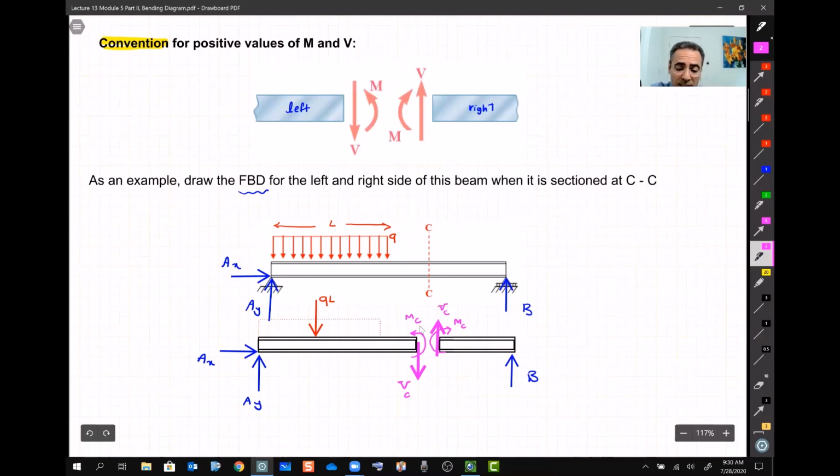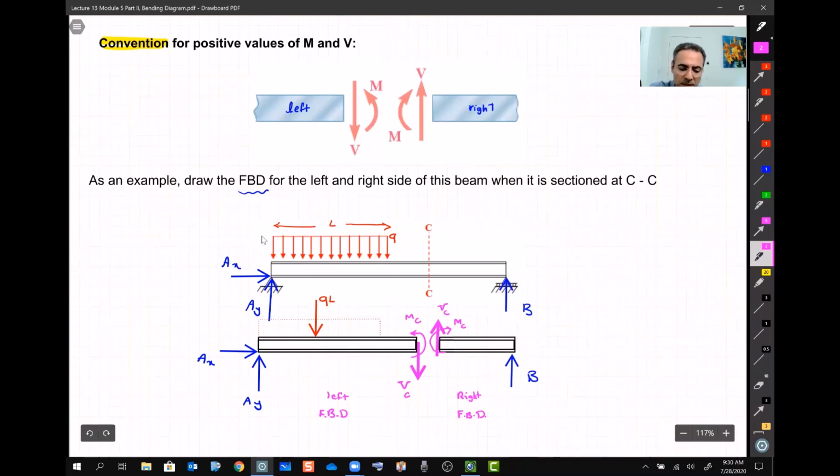Okay, these numbers are exactly the same. And these are going to be our free body diagram. And because everything is balanced, everything is in equilibrium, no matter if we solve the left free body diagram or the right free body diagram, both of them are going to give us the same numbers, the same VC and MC, because these VC and MC are just the action and reaction on this cross section.